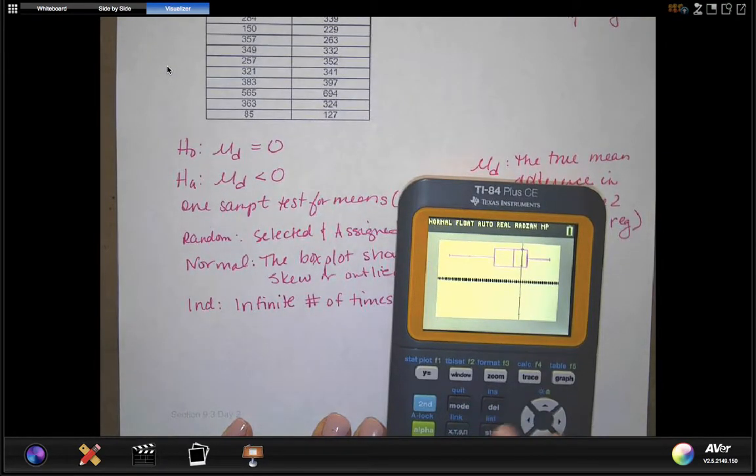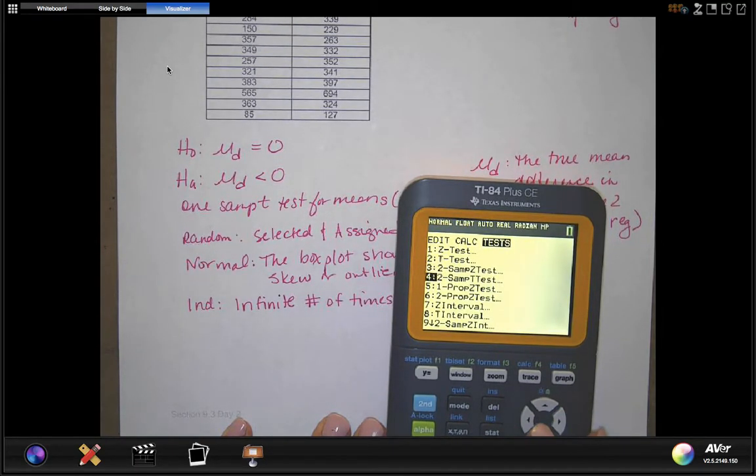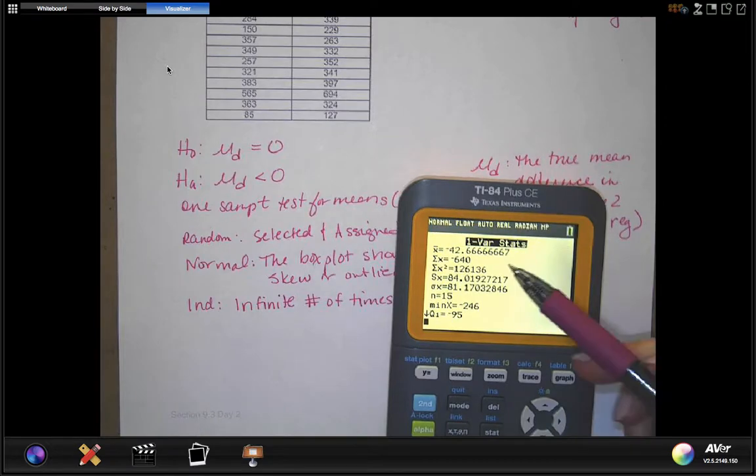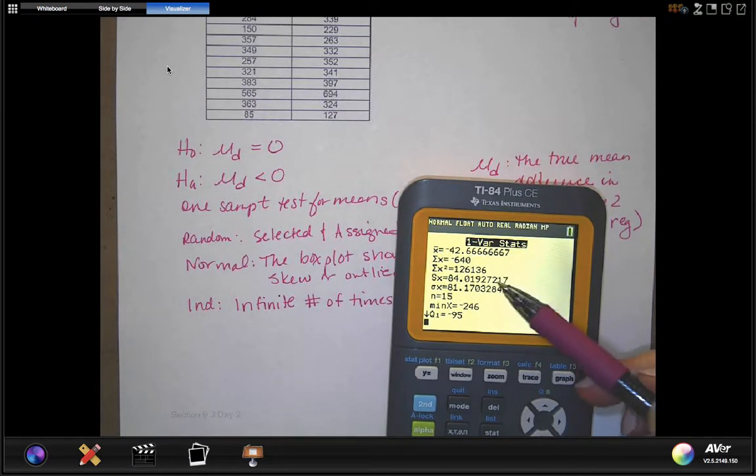All right, we're going to go to stat. I'm going to go to tests. Again, if you want to do it using the formula, you can run that 1var stats, but you would run your 1var stats on the list 3, and that's what you're using. So this would be my mu d, and this would be my sx that I'm using.